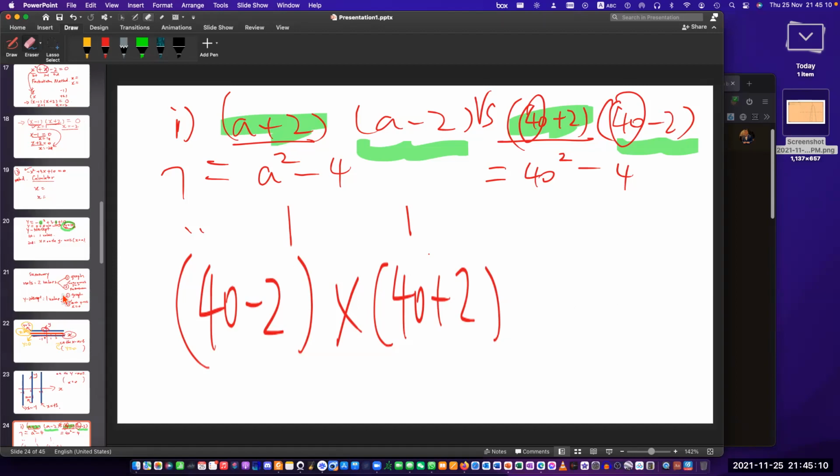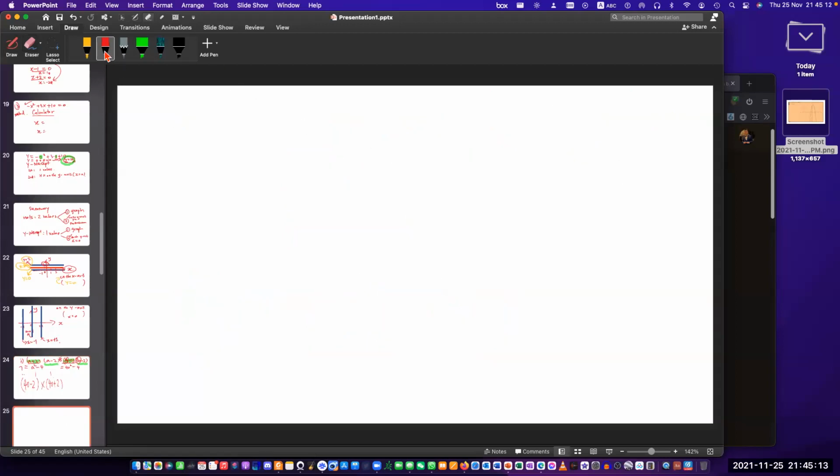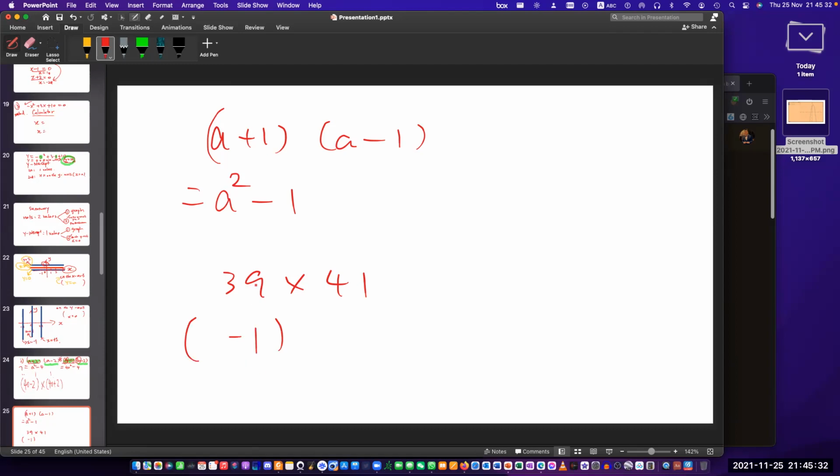Yes. Okay, so if I give you another question like this, a plus 1, a minus 1, how do you do this? You expand it, right? Then you will end up with a squared minus 1. So now if I ask you what is 39 times 41, how do you do this question? You just have to find out what minus 1 is 39, and then of course, what plus 1 is 41. Very obvious, the question mark here is actually 40, and the question mark here is also 40.